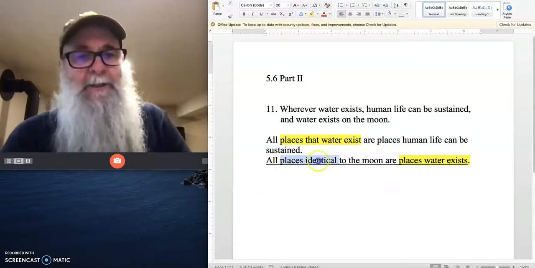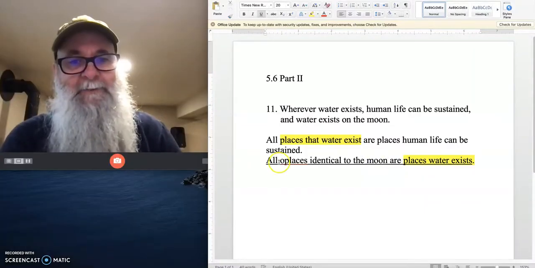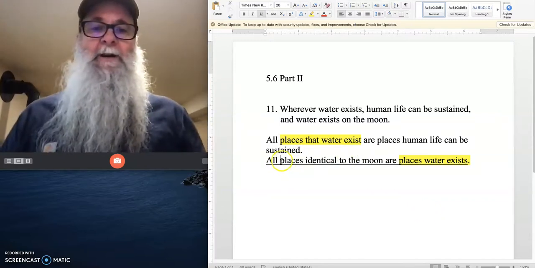The other term that's going to be in the conclusion is this one, all places identical to the moon. So here's my other term.